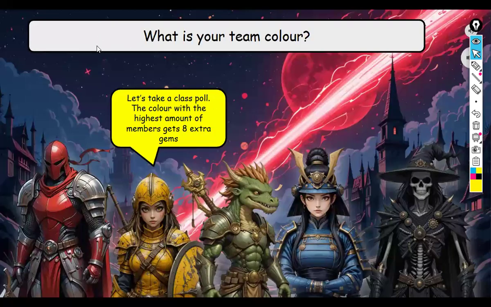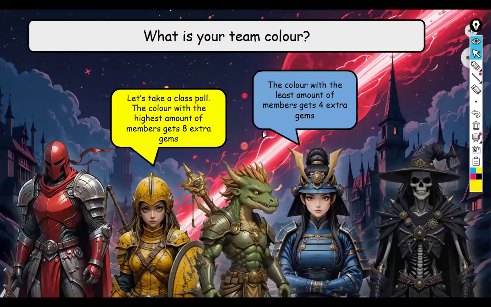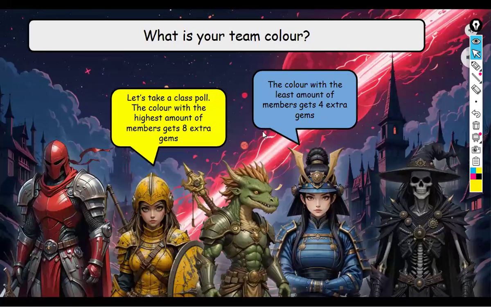Oh, so this one is where the class votes. Let's see the instructions here. I like these. This is my favorite part, when the whole class has to take a vote. Let's take a class poll. The color with the highest amount of members gets 8 extra gems, and the color with the least amount of members gets 4. So that's kind of cool, right? Everybody else in between gets nothing.